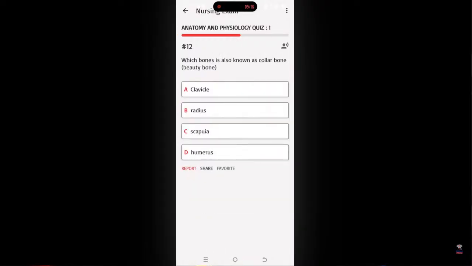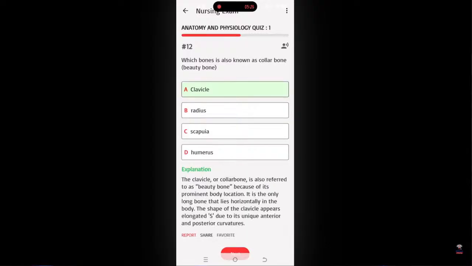Which bones is also known as collar bone, beauty bone? A. Clavicle, B. Radius, C. Scapula, D. Humerus. Correct answer. The clavicle, or collarbone, is also referred to as beauty bone because of its prominent body location. It is the only long bone that lies horizontally in the body. The shape of the clavicle appears elongated, due to its unique anterior and posterior curvatures.